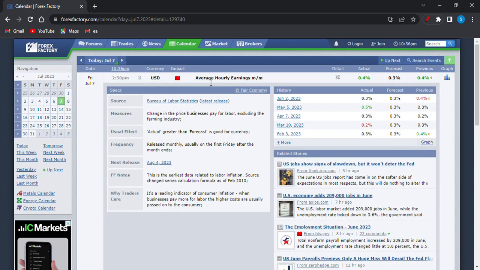So here this means the salary increase, or the amount of salary that is increased for the employees besides the farming industry. So if the actual is greater than the forecast, this is good for the currency. When the actual is greater than the forecast, it's good for the currency.